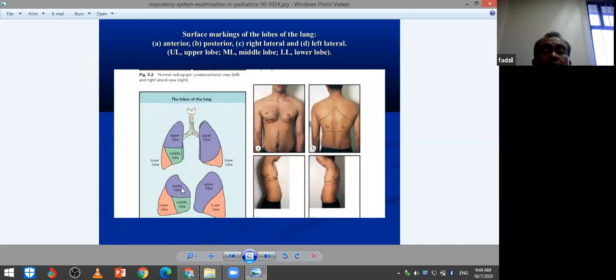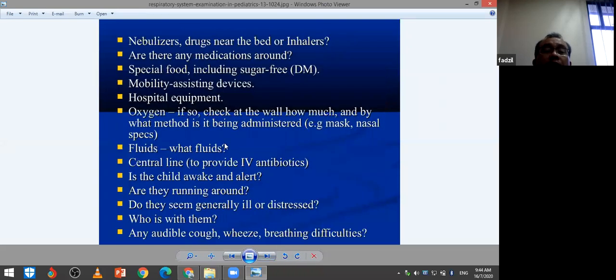Roughly, that gives you some ideas. So when you examine your patient, you look around: what is there with the patient? Is there a nebulizer, medication, special food, a mobility assistance device, hospital equipment, oxygen, fluids, a central line? All this tells you how bad the patient is, how the patient's condition is. It gives you some ideas. And please listen for these three things: cough, wheeze, and breathing difficulties, and the other thing is crackles.